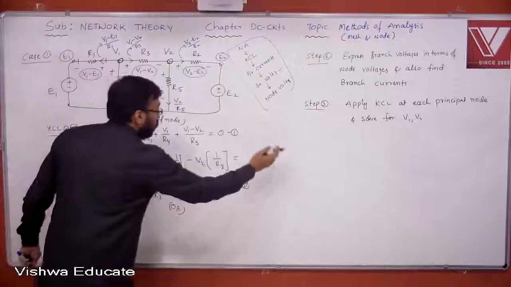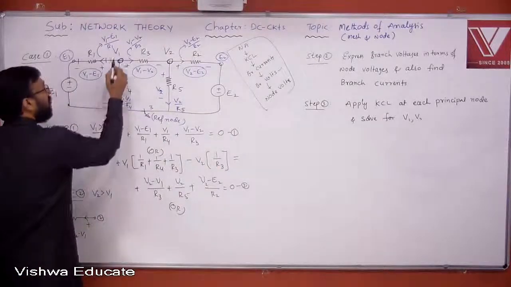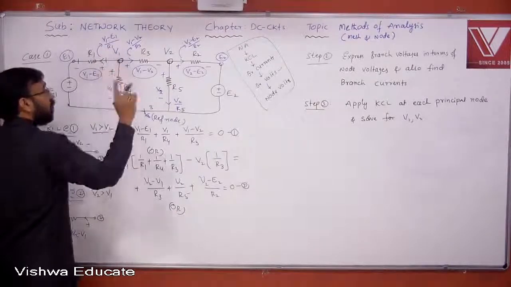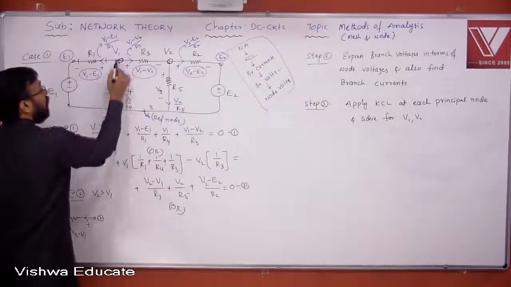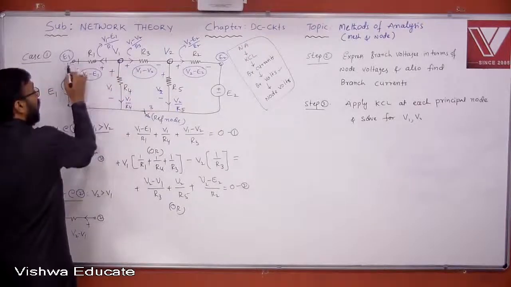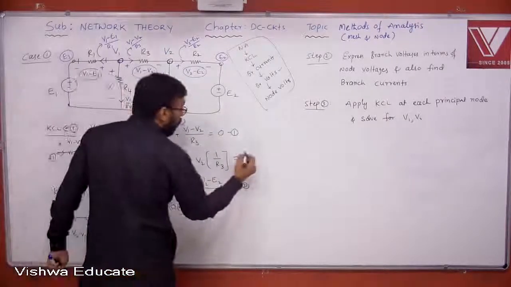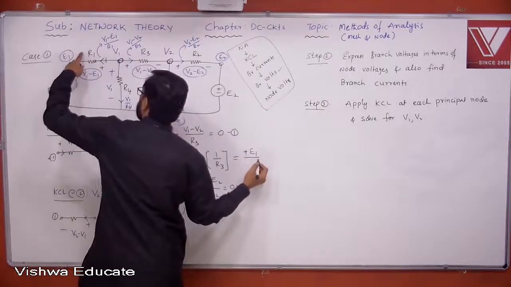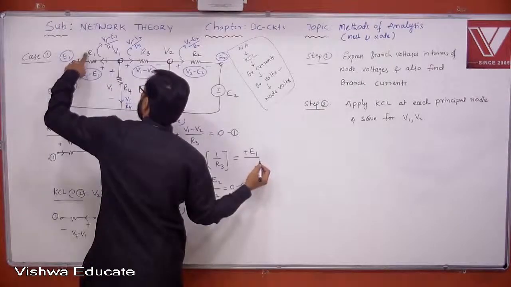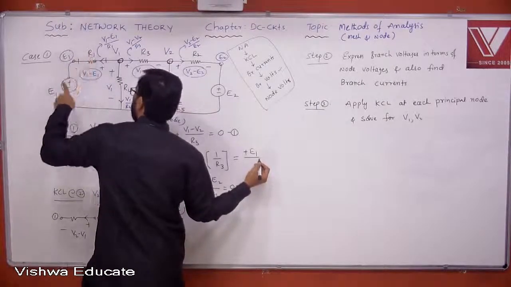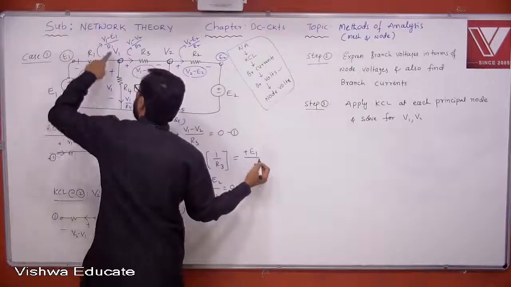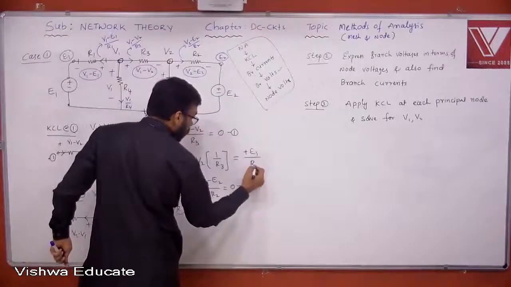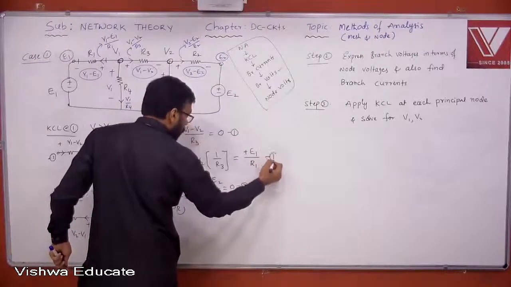Now, on the right-hand side, look at our assumption. V1 is higher. Current always flows from higher potential to lower potential, so current is leaving, touching the positive sign first. Therefore, plus E1 by its internal resistance. What is its internal resistance? Any resistance that is in series with an ideal source can be treated as an internal resistance. Therefore, this is R1. Equation 1.